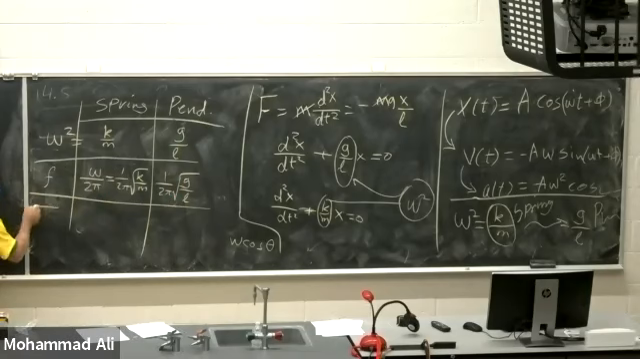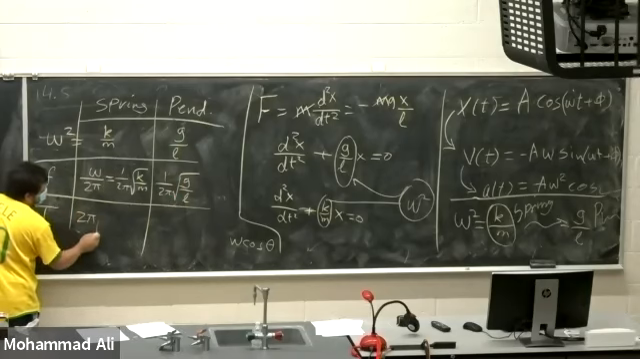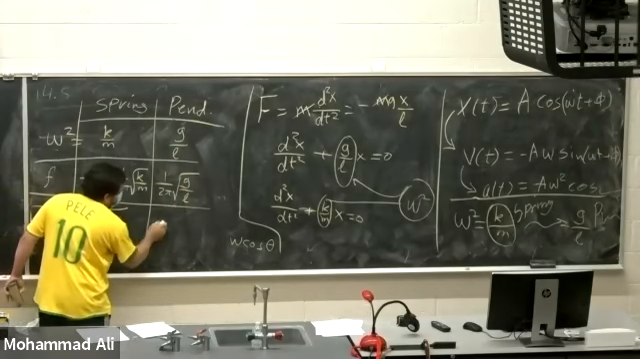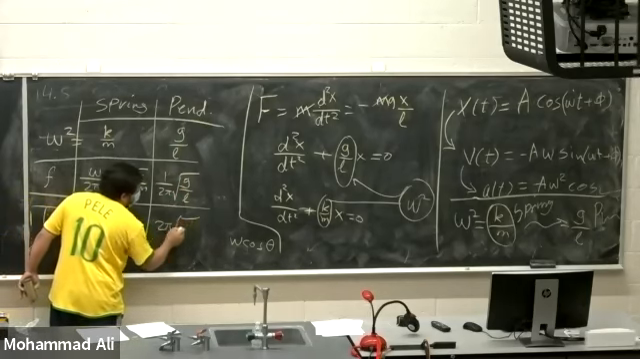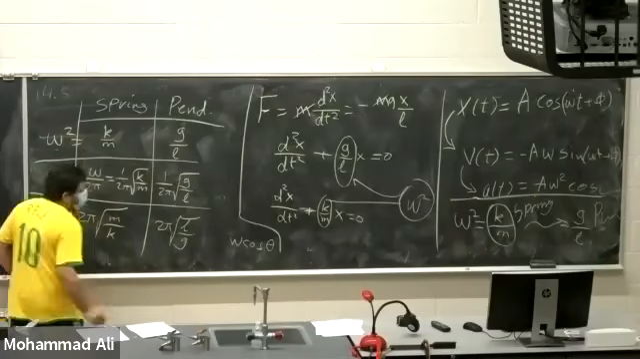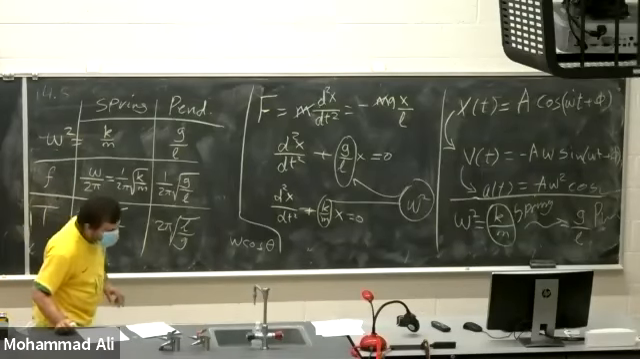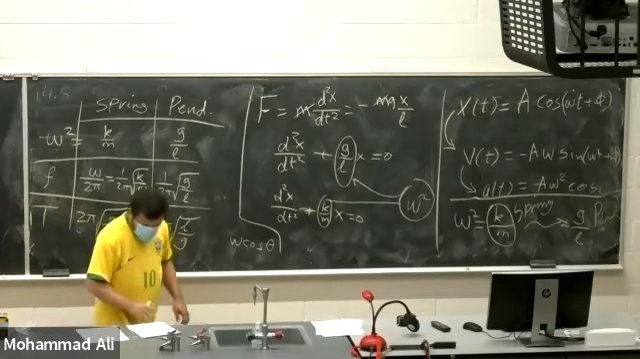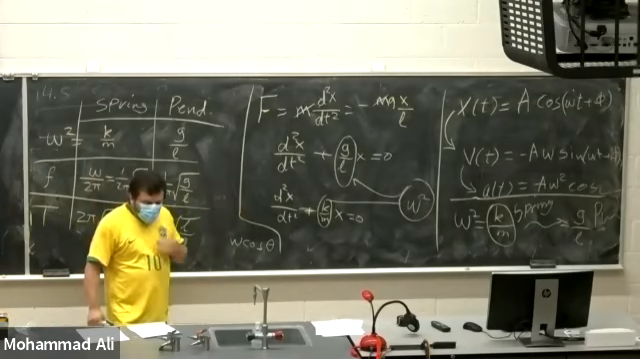Yes, the time period is the opposite. It's 2 pi times the square root of m over k. And for the pendulum, it's 2 pi times the square root of L over g. What do we have also? We are done by now.